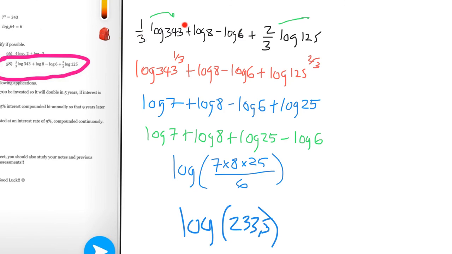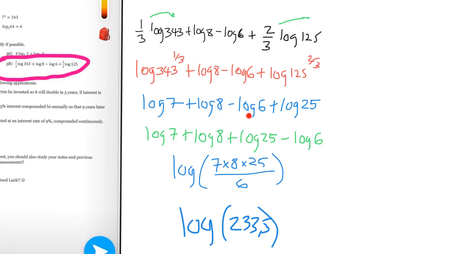Get these coefficients, hover them above the 343 and the 125 as exponents. Since the directions literally said to simplify, don't just combine the logarithms, but actually simplify it. Well, we want to simplify it. Who wants to deal with 343 to the 1/3 power? We turn that into a 7. We turn the 125 to the 2/3 power into a 25. Then you have a nice string of addition and subtraction.